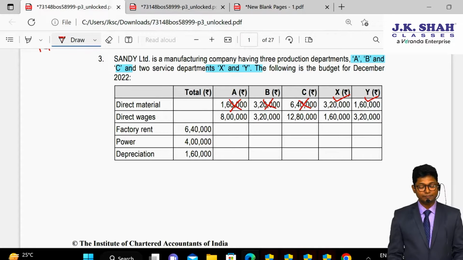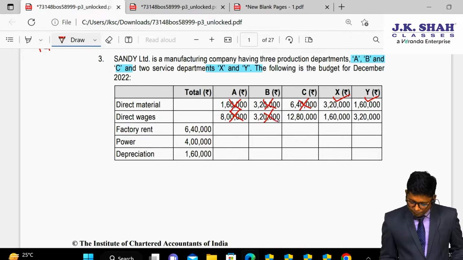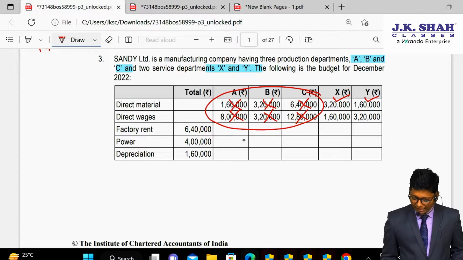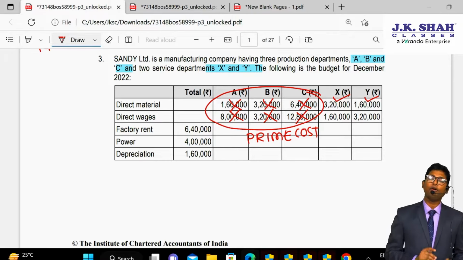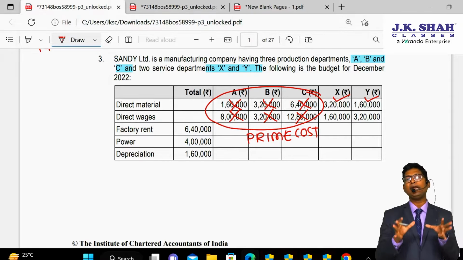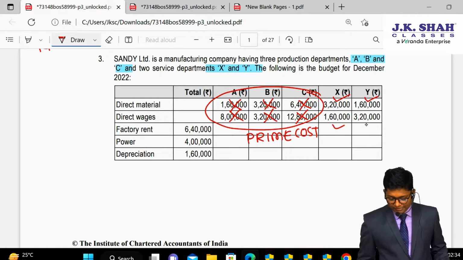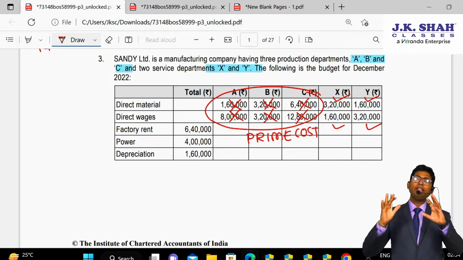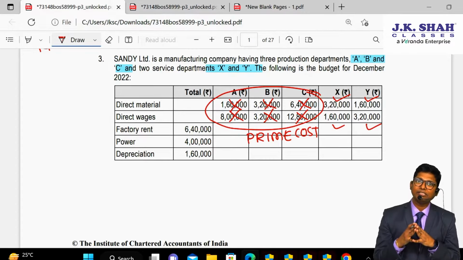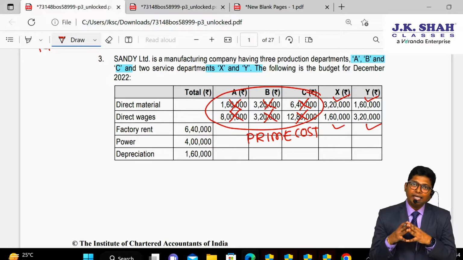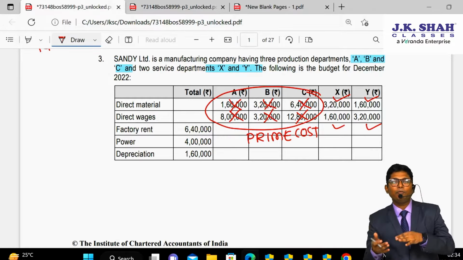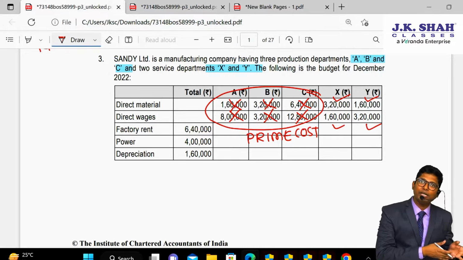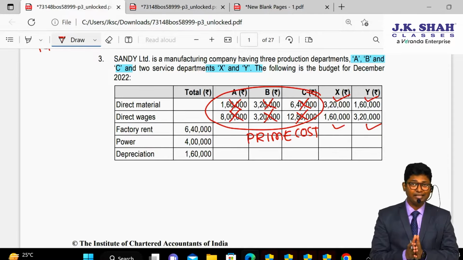Hope you remember this. Direct wages of production department we never consider, because production department's direct material and direct wages we always record in prime cost. They are not overheads for us, they are only and only prime cost. But as far as service departments are concerned, these amounts we must consider, because all the expenses which are incurred in service departments are indirect expenses which are incurred for providing services to the production department. That's why these all are indirect expenses in nature.